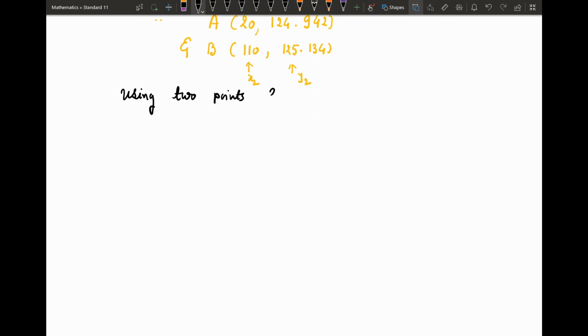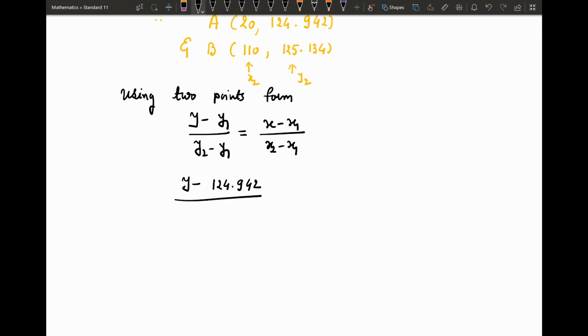Using the two points form: (y minus y1) upon (y2 minus y1) equal to (x minus x1) upon (x2 minus x1). So now you can simplify this one.